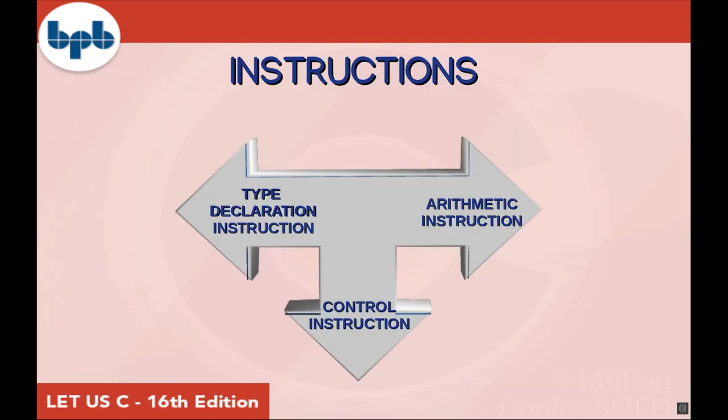A program is nothing but a set of instructions. The program behaves as per the instructions that we give in it. Different instructions help to achieve different tasks in a program. There are basically three types of instructions: type declaration instructions, arithmetic instructions, and control instructions. You study each instruction in detail in this book.